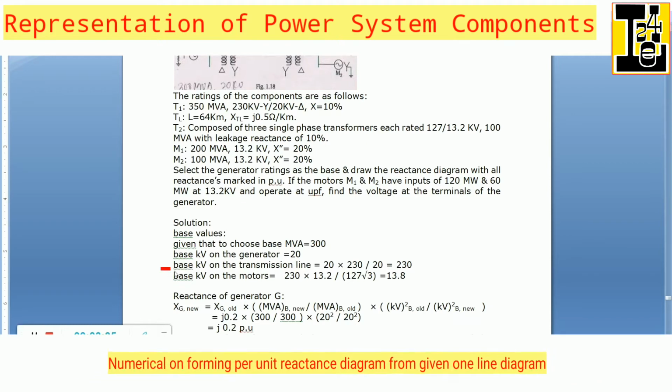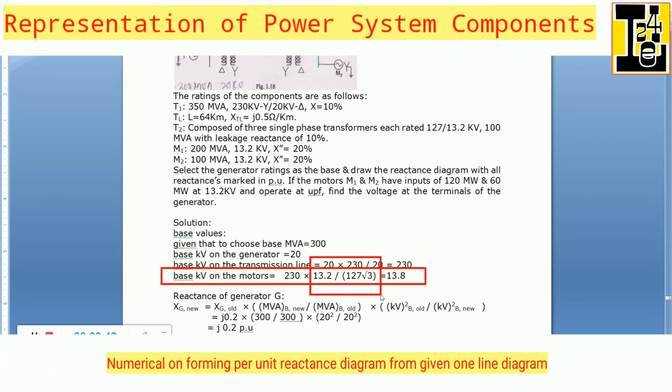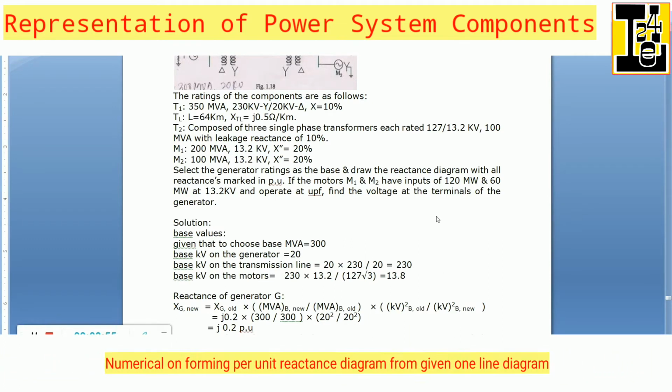Now we will calculate the base kV on the motors, that is 230 into 13.2 / 127's √3 is equals to 13.8. So here a careful observation is to be done is, as T2 is given as three single phase transformers, we need to convert its rating to three phase. So we can multiply 100 into 3 so that a three phase value will be obtained.